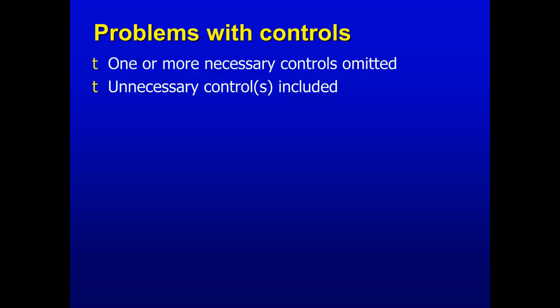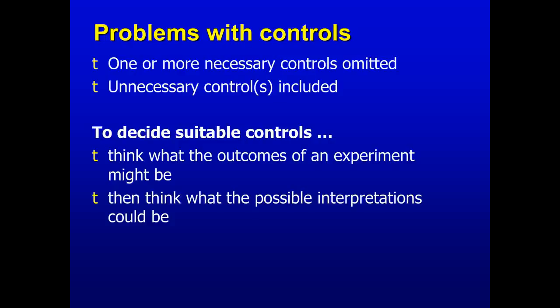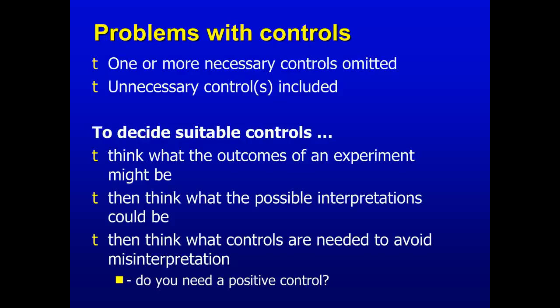So again, as this is such a critical area, it's important to put it in any approach to teaching that involves optimizing experimental design. And to decide suitable controls, you need to think what the outcomes of an experiment might be, then think how you might interpret those outcomes, and then think what controls are needed to avoid misinterpreting.